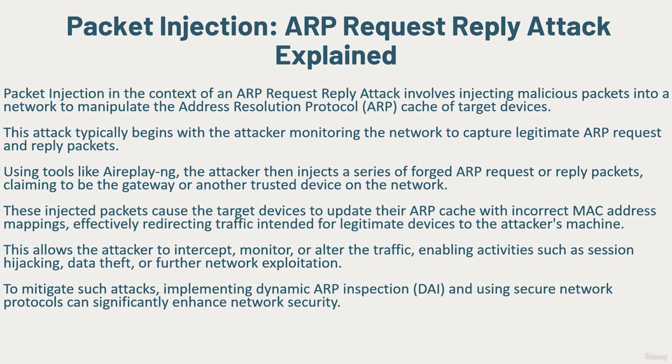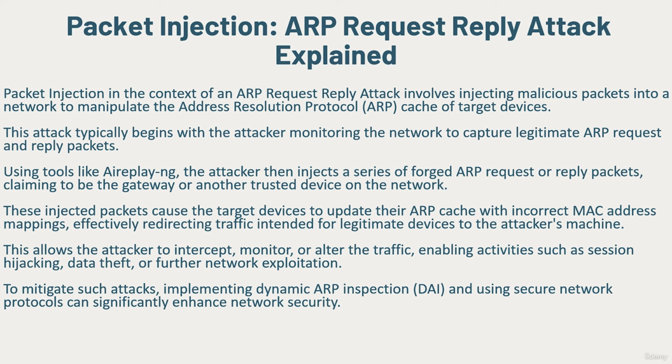Hello and welcome. In this lecture, let us take a look at packet injection, ARP request replay attack, explained. Packet injection in the context of an ARP request replay attack involves injecting malicious packets into a network to manipulate the Address Resolution Protocol (ARP) cache of target devices. This attack typically begins with the attacker monitoring the network to capture legitimate ARP requests and replay packets. Using tools like aireplay-ng, the attacker then injects a series of forged ARP request or reply packets claiming to be the gateway or another trusted device on the network.